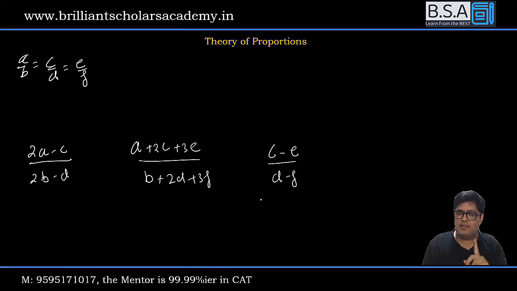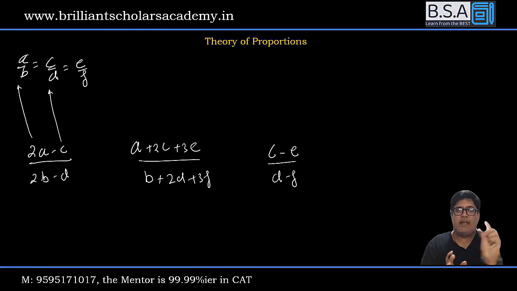Listen to this carefully. If I look at 2A upon 2B as a separate ratio and minus C upon minus D as a separate ratio, do you see A upon B and C upon D is preserved? So the ratio is preserved. Look at this. A upon B preserved. 2C upon 2D ratio is preserved. 3E upon 3F ratio is preserved.